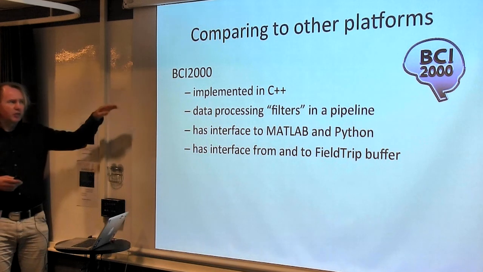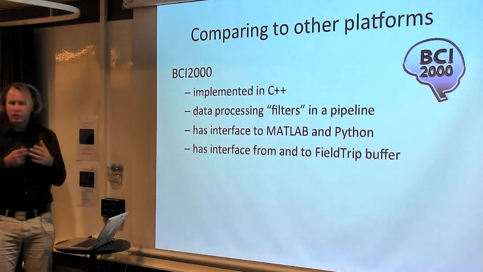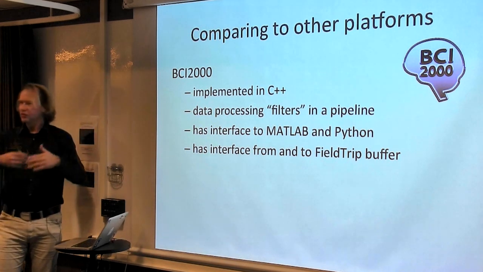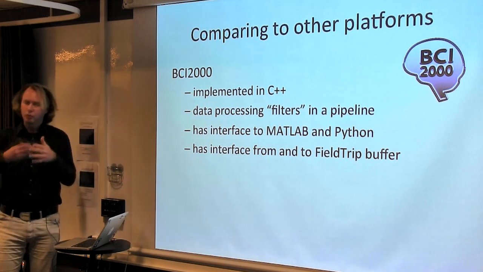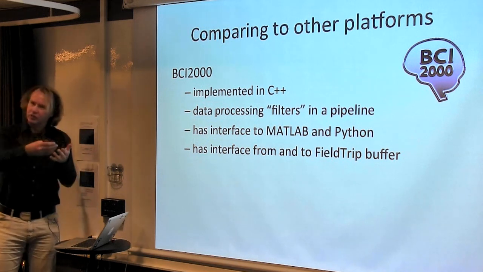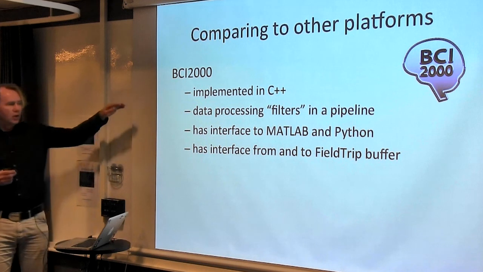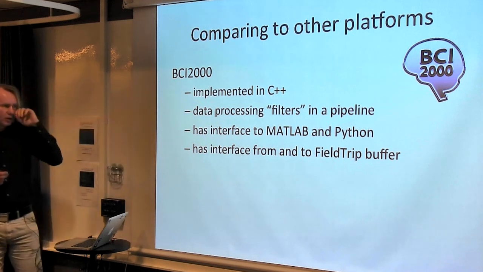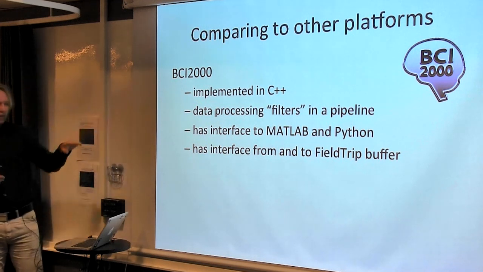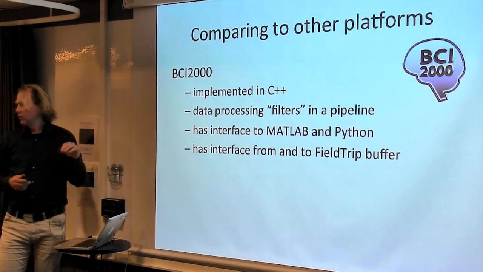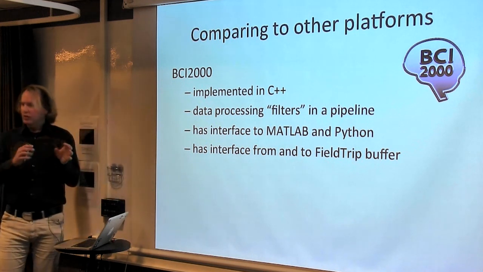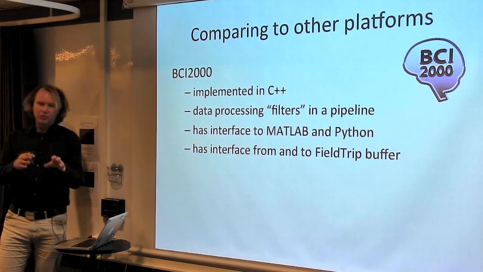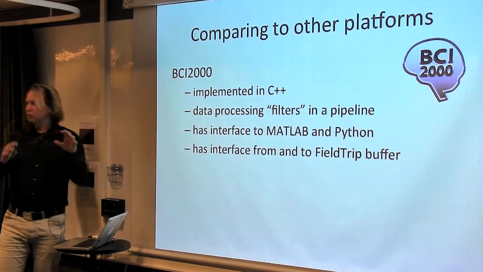The design of BCI 2000 is such that the data processing is done in filters. It's a stack of filters. Every filter processes the data in a particular way and then hands on the data to the next. It has an interface to MATLAB and Python, and it also has an interface from and to the filter buffer. So it's not necessary that you have to choose between either the filter buffer or BCI 2000. You can use both.